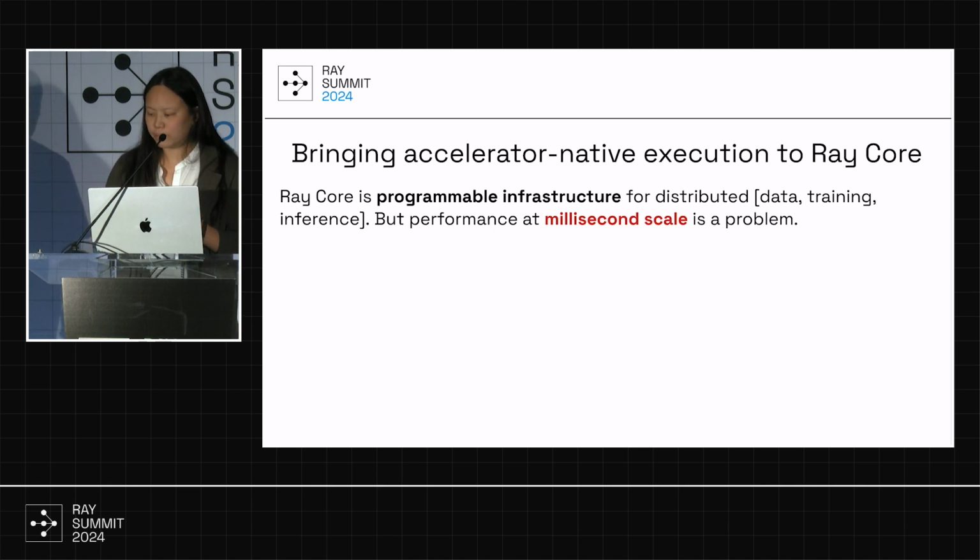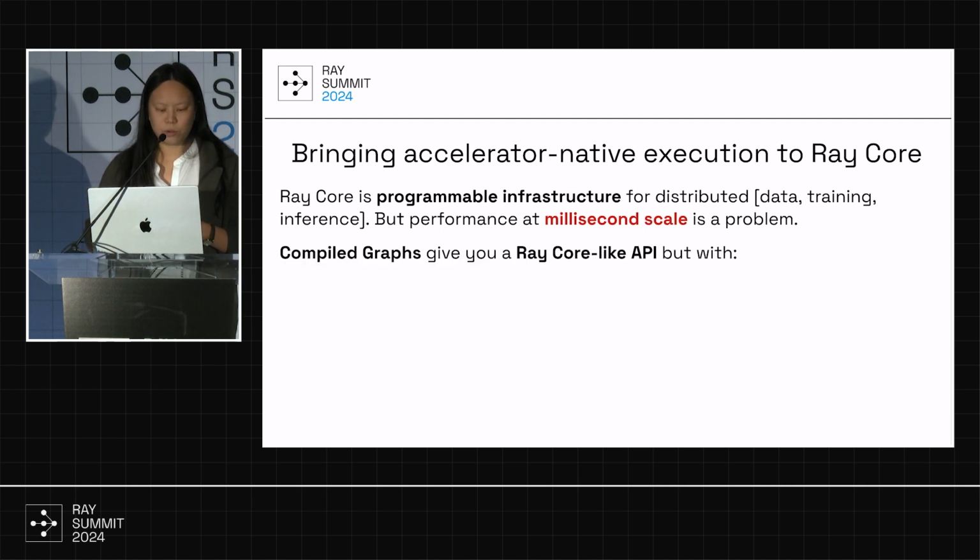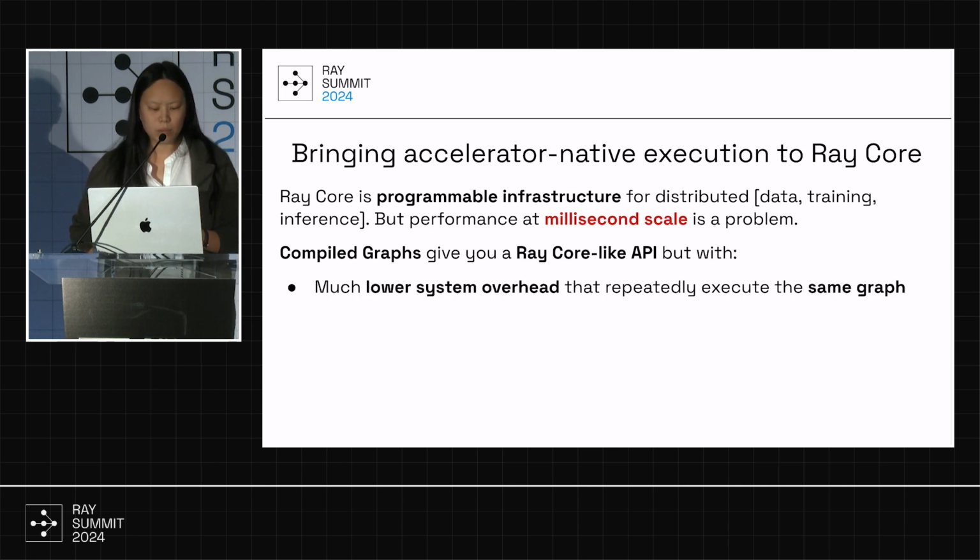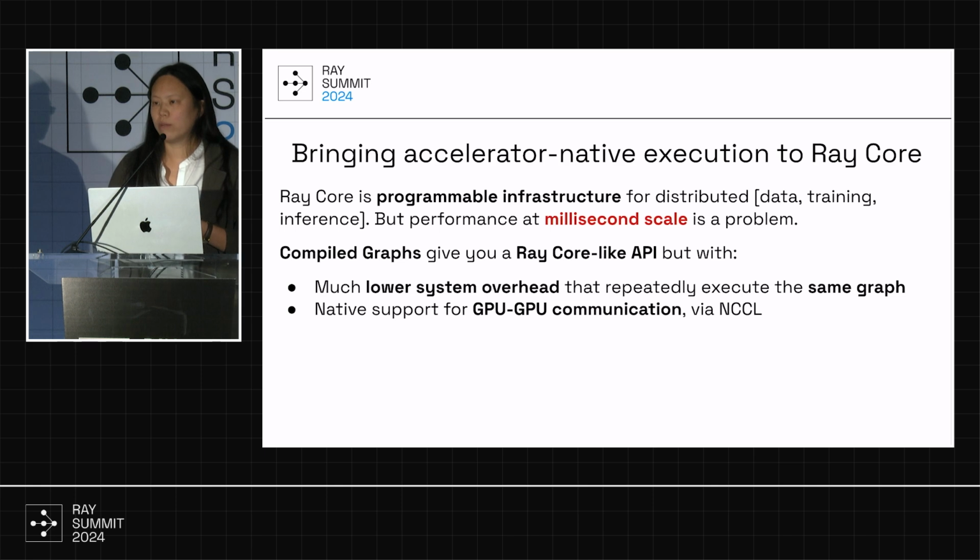But historically, the performance of Ray core at millisecond scale becomes a problem. What I'm talking about is compute tasks that run in tens of milliseconds or less. Compiled graphs is a way of giving you a Ray core-like API, but with much better performance for cases where you repeatedly execute the same task graph, and also native support for GPU-GPU communication, which is something that users have requested over and over again in Ray core, and we'll talk a little bit about why that's been difficult to support in the past.